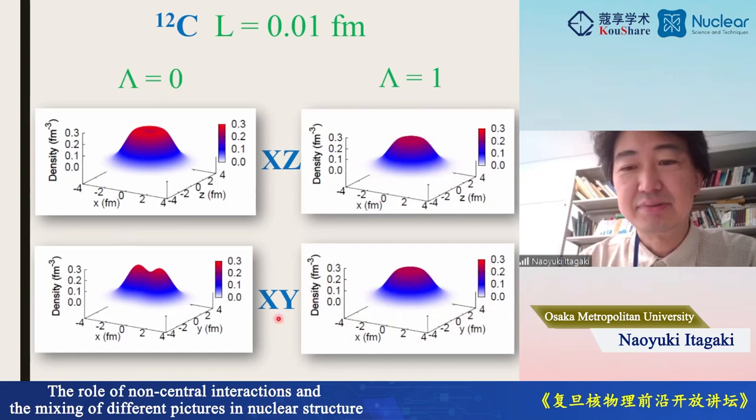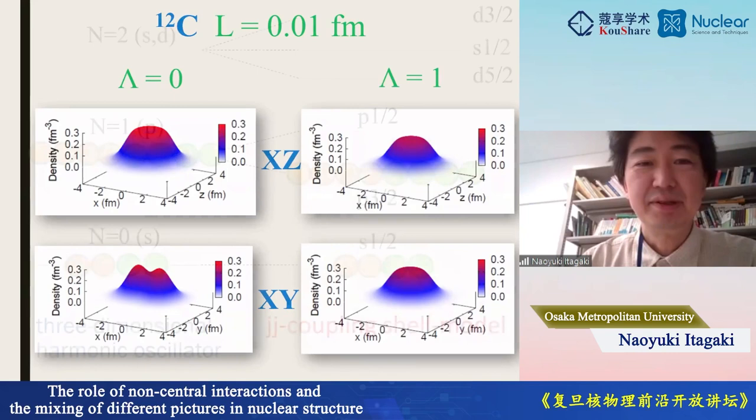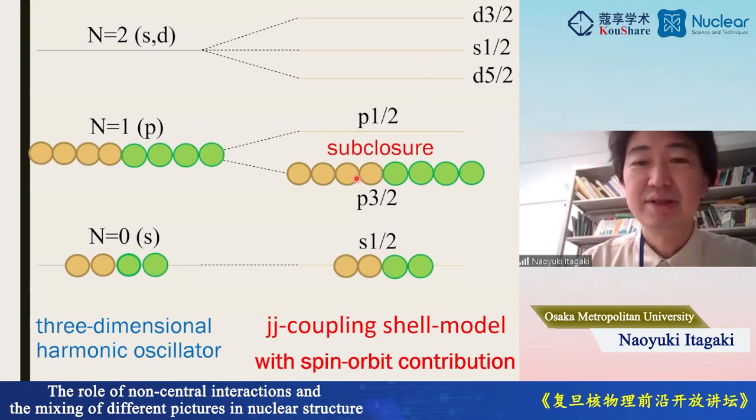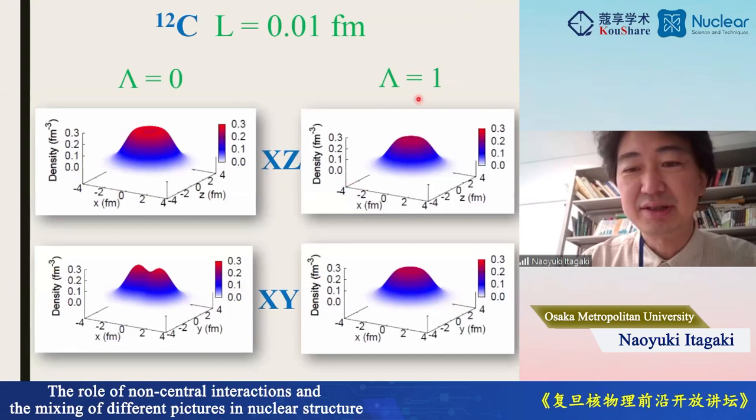And what happened is that on the left-hand side, the traditional cluster model wave function is something like this. Eight nucleons are in P, but this is not a closure. But if we introduce the lambda parameter and change to the JJ coupling shell model, then we can move these eight nucleons to P3/2. And this is a subclosure. Then the density, as we see, in the case of lambda equal to one, is spherical. The density projected on the XZ plane and XY plane becomes identical. The spherical carbon 12 is created.